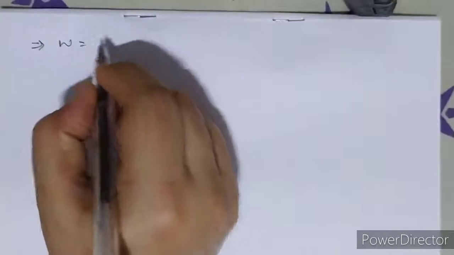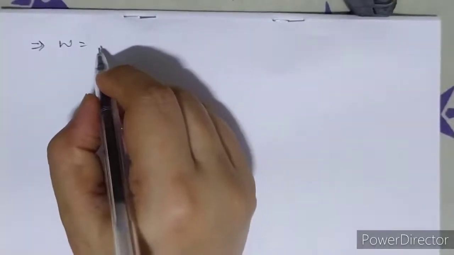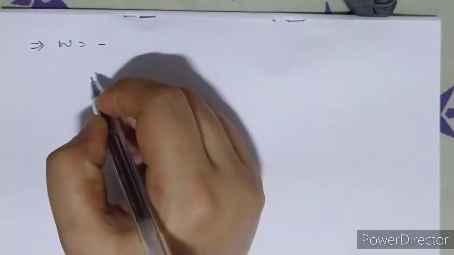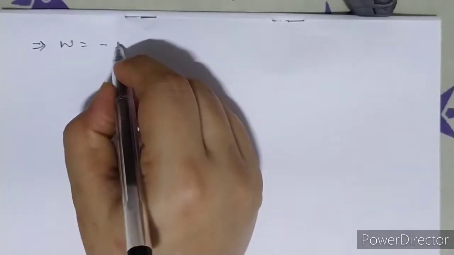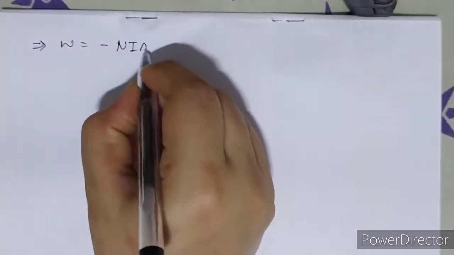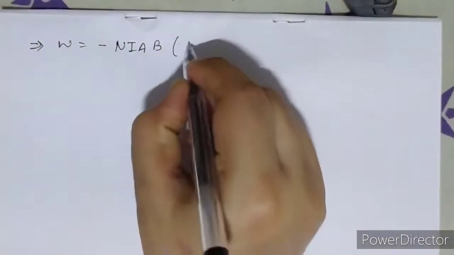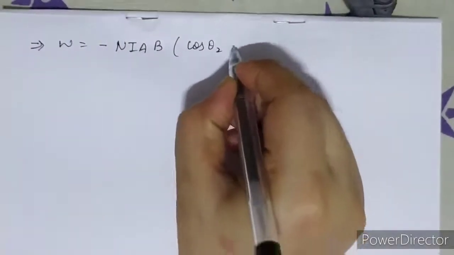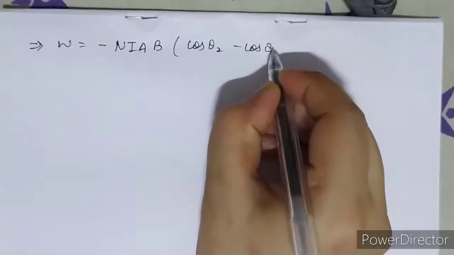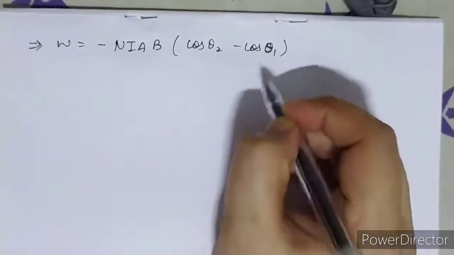Directly for the magnetic moment, no value has been given in the question, so first of all we have to find it. It is for a current carrying circular coil, so the magnetic moment is NIA. If it was for a bar magnet, then it would be M equals pole strength into the effective length. Okay, magnetic field B, cos theta 2 minus cos theta 1.